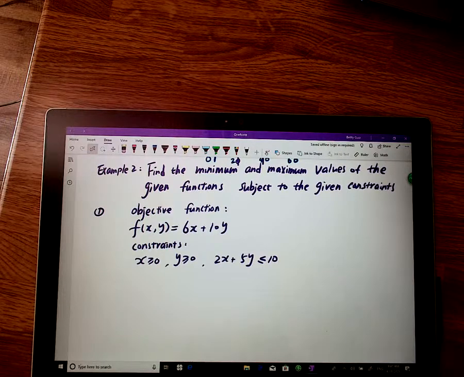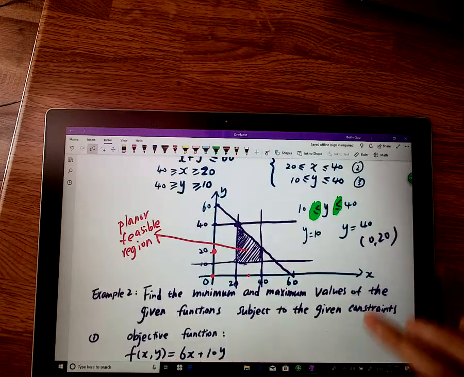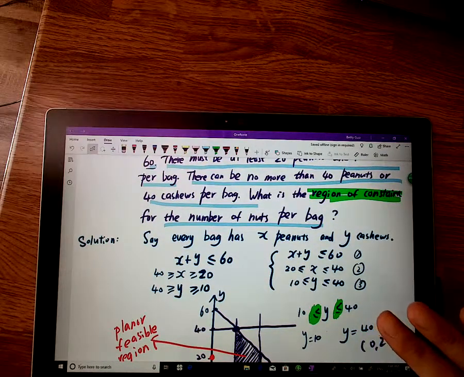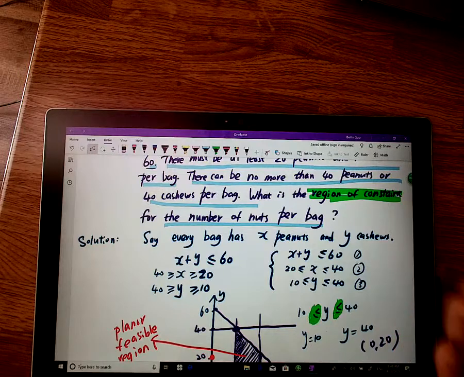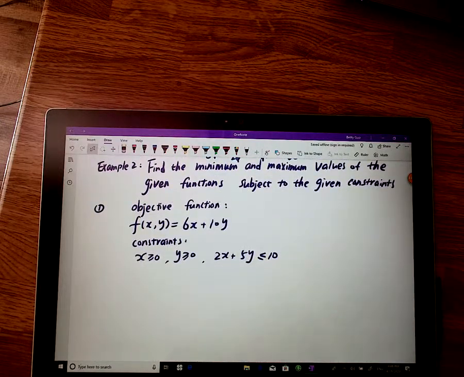In the previous video, we covered the definition of the region of constraint, and I showed you through example 1 how we find the region of constraint for a linear programming problem. On my notes, I have a guideline for linear programming.